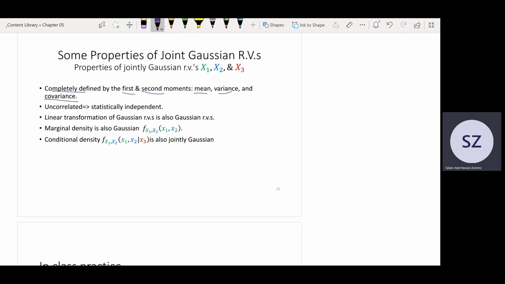لو تذكروا ال PDF only depends on the mean of x, mean of y. So this is the mean of x and the mean of y. This is the variance of x squared, variance of y squared, and this is the covariance. If you know this, خلاص you know the whole thing. ثاني شيء uncorrelated random variables jointly Gaussian, they are independent.